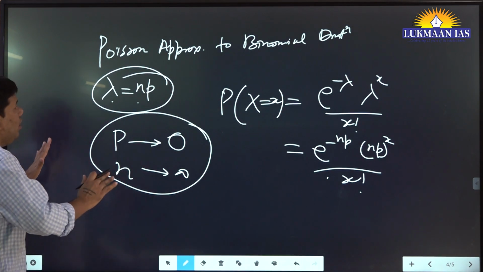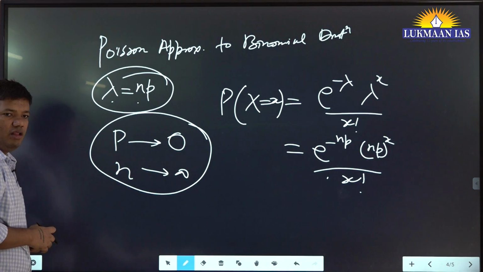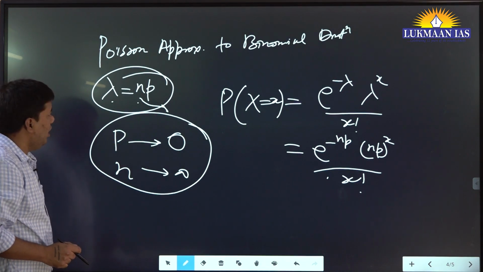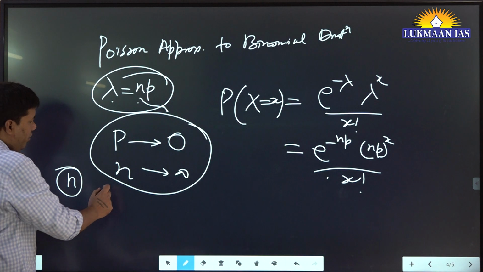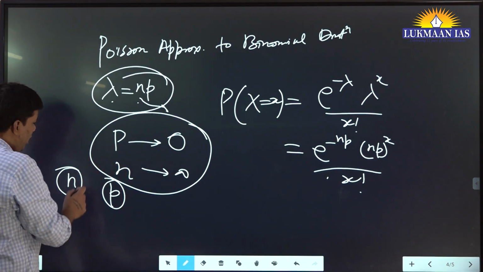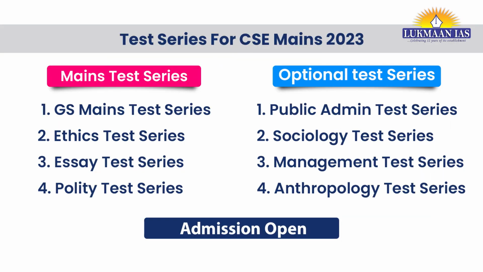See, in binomial distribution, what was the mean? NP, right? You got this from binomial. Let's say there is a question in which they have given n and p, and p is very small, approaching 0, and n is very, very large. Then in this case, you will approximate lambda with NP. That is called Poisson distribution approximation to binomial.